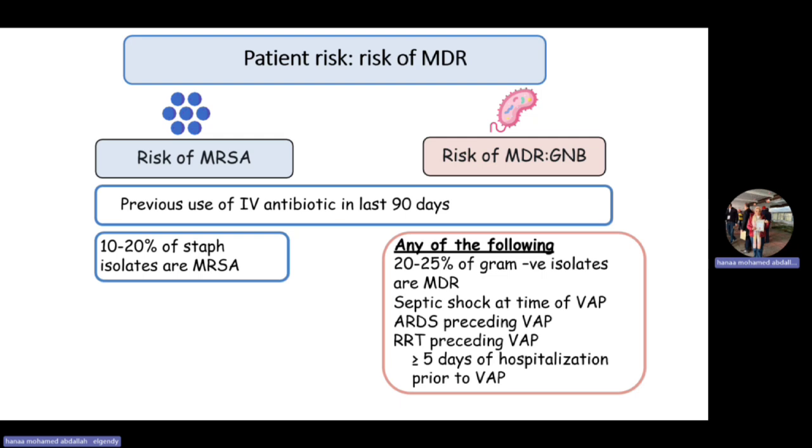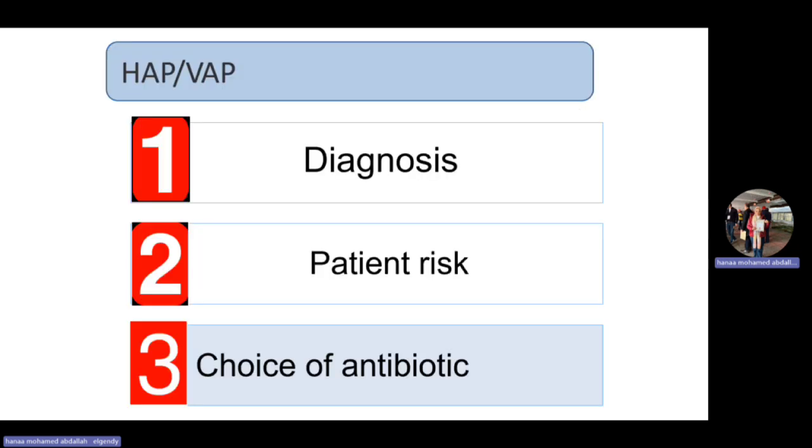For the risk of MDR gram-negative bacteria, any of the following, as we said: 25% of gram-negative isolates in the hospital are MDR, the patient is in septic shock at the time of VAB, ARDS preceding VAB, renal replacement therapy preceding VAB, or greater than or equal to 5 days of hospitalization prior to VAB.